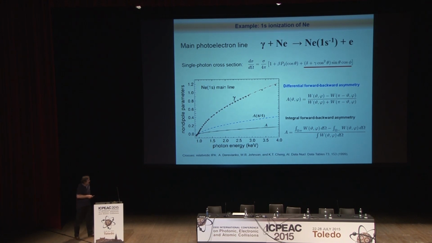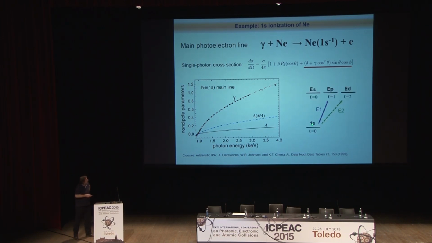And now this is an example, photoionization of neon from the 1s shell. These are the non-dipole parameters, gamma and delta, as a function of photon energy from the threshold, which is something like 870 eV. There are two calculations. You see that this gamma is rather large; for 3 keV, it can reach 1. And these are the asymmetries: this is the differential asymmetry, plus 45, minus 45 degrees, and this is the integral asymmetry, so they are smaller. And there were a lot of calculations.